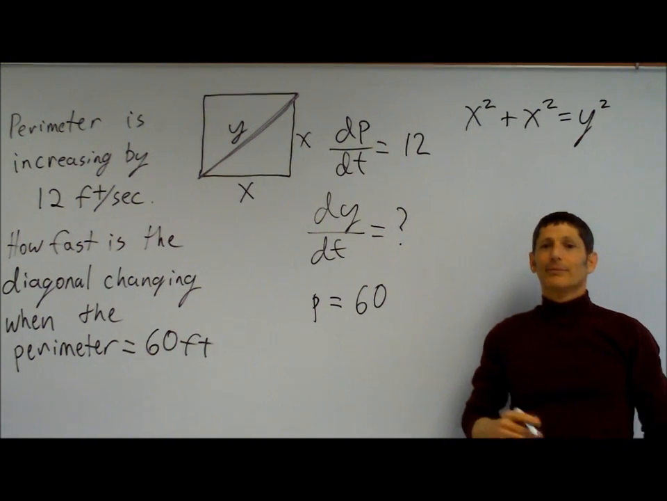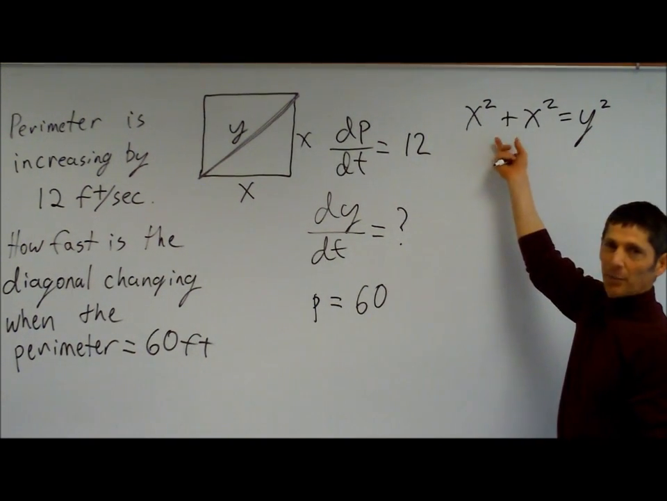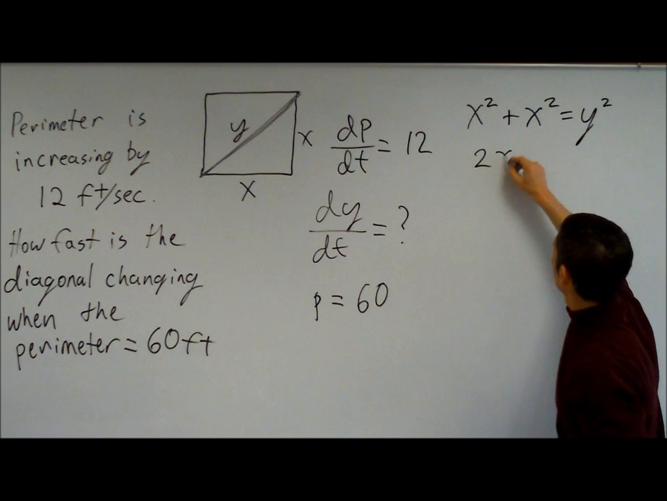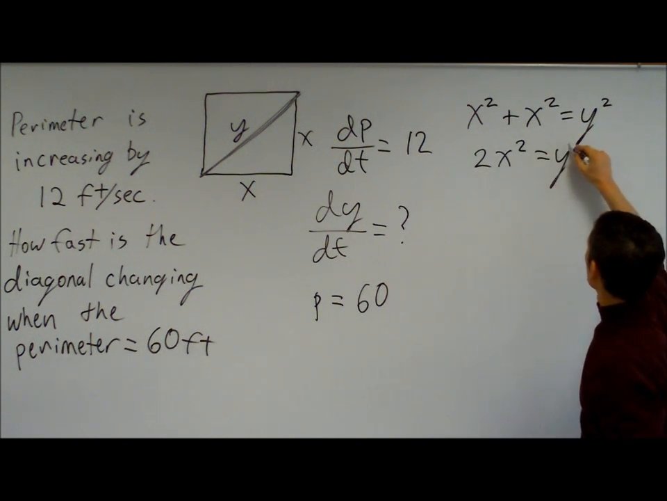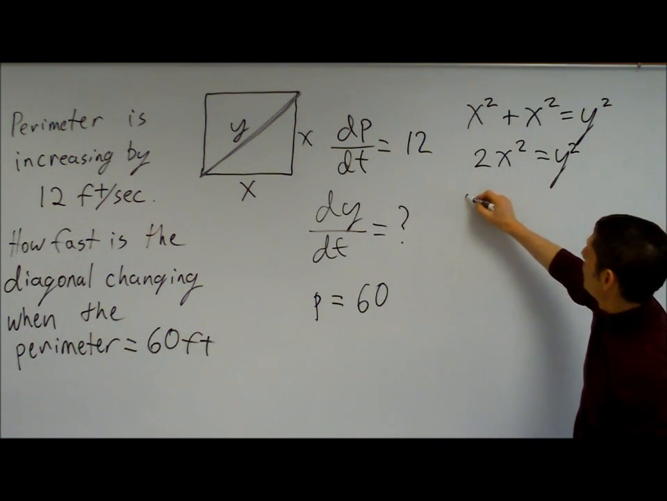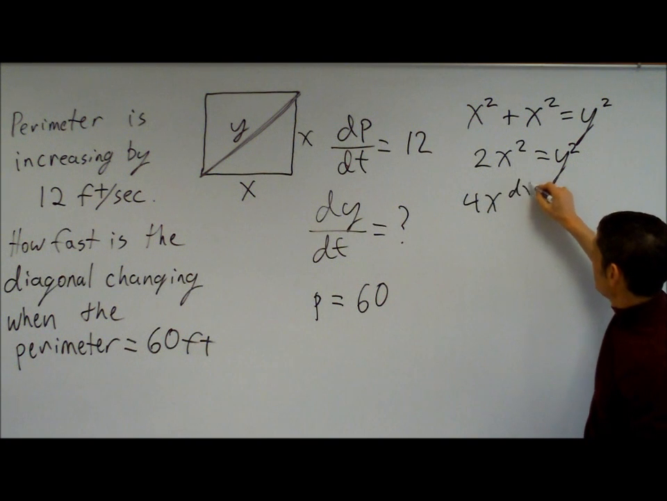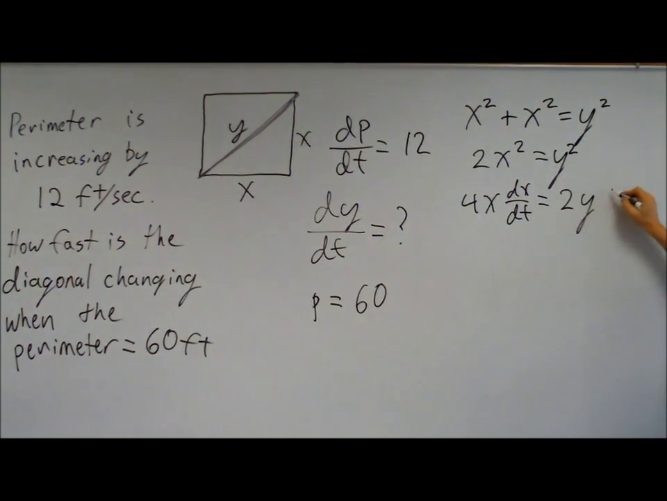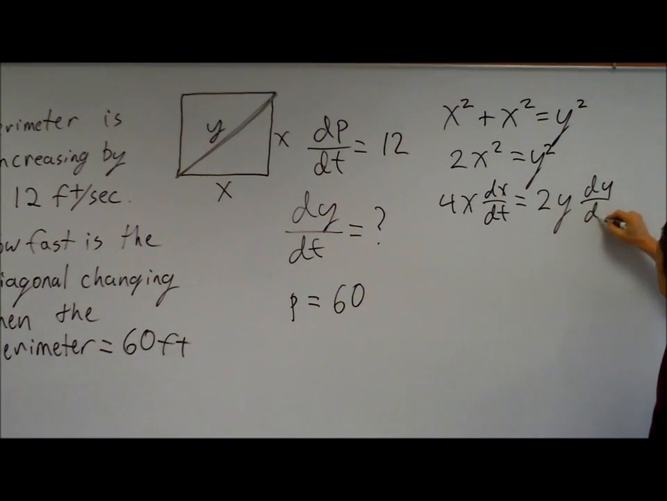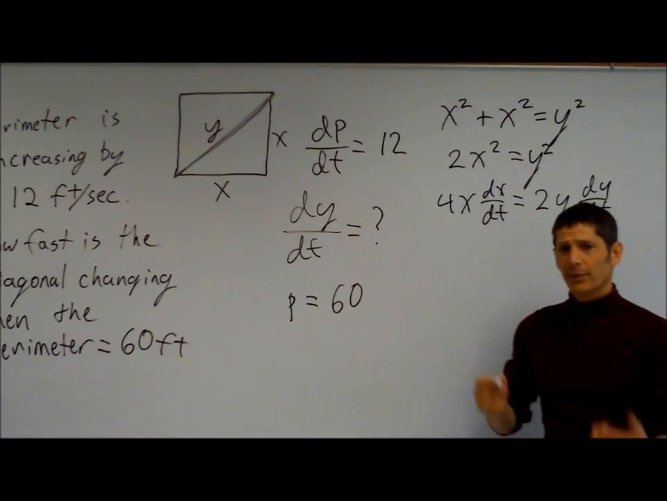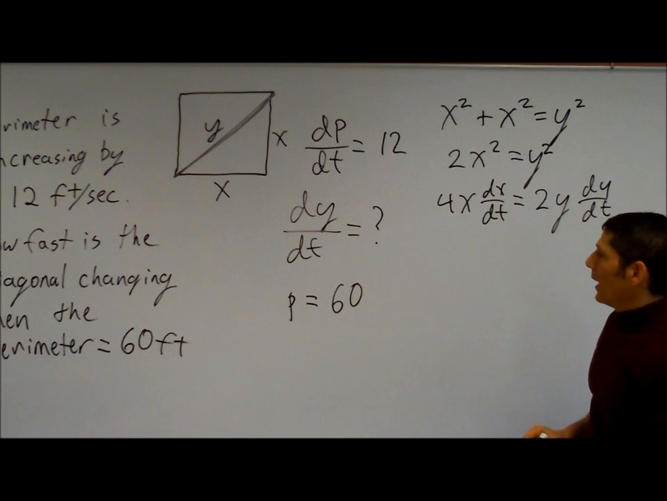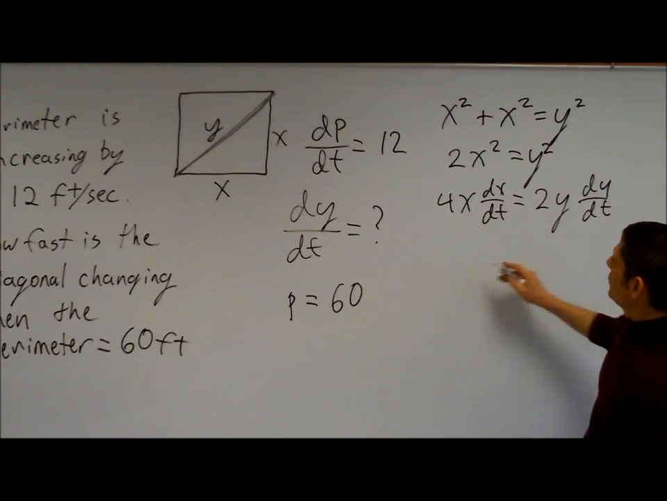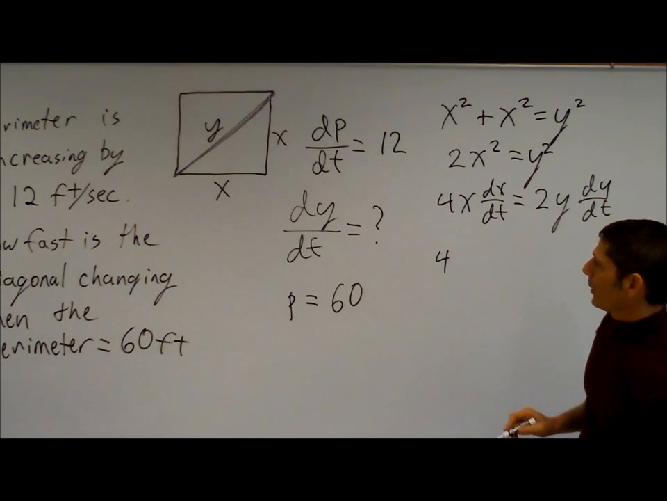Let's take the derivative. I'm actually just going to combine these first: x squared plus x squared is 2x squared equals y squared. The derivative would be 4x dx/dt equals 2y dy/dt. Maybe I'm doing this kind of fast, but you know how this works now. Giselle, is this too fast? It's all good. Again, I'm looking for dy/dt.